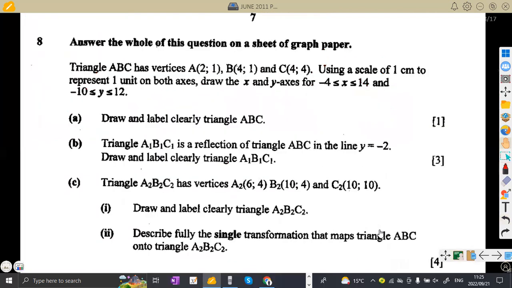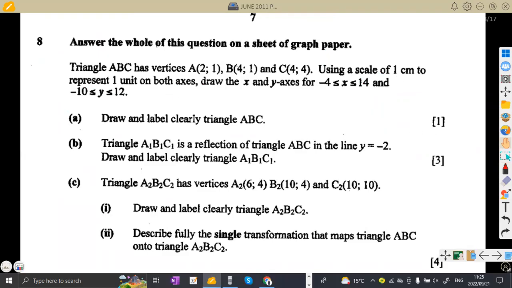cross-check the other question. The other question, definitely, guys, as you know, transformation, the issue of our diagrams, we need our diagrams to be done clearly. So, a given triangle ABC, yes, good, coordinates 2, 1, 4, 1, 4, 4, using a scale of 1 centimeter to represent 1 unit on both axes.